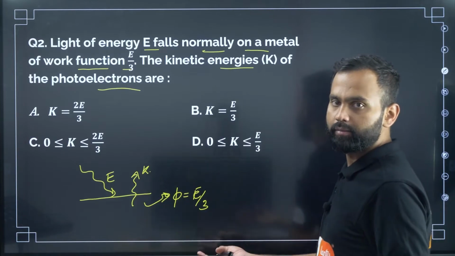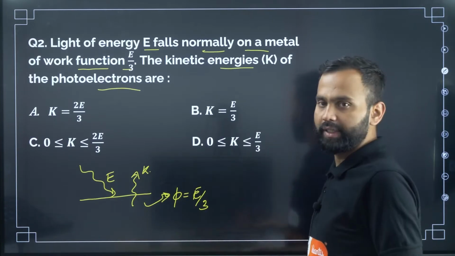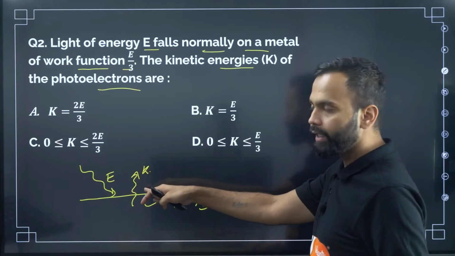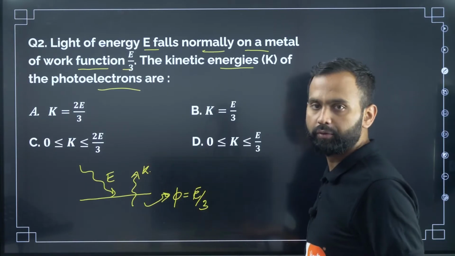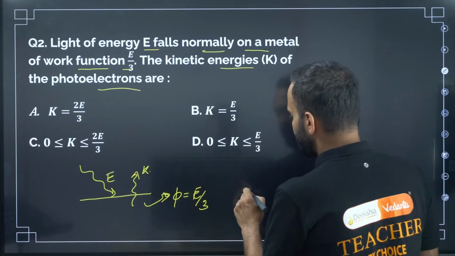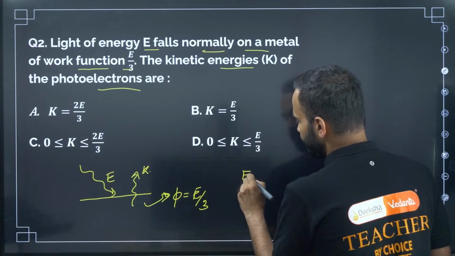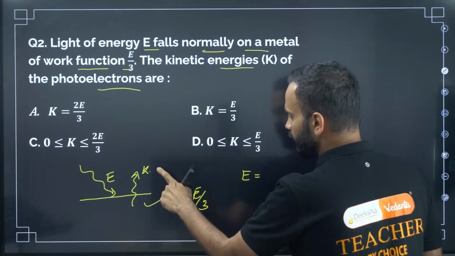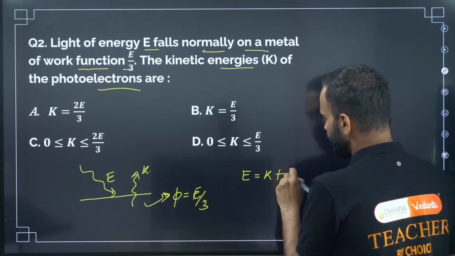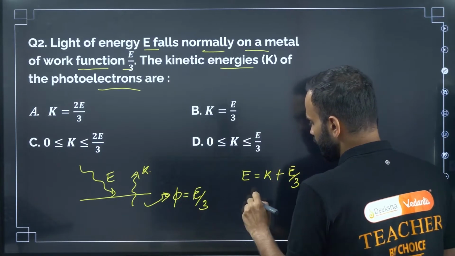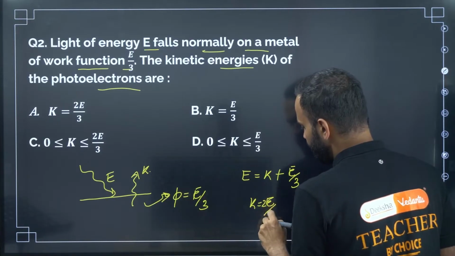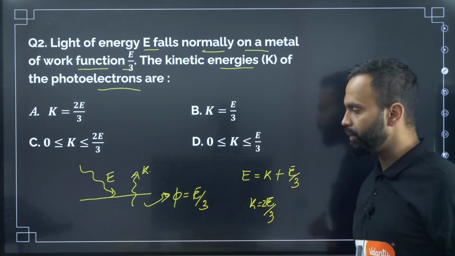So apply photoelectric equation, that is conservation of energy. Energy of the incident light is equal to kinetic energy of the photoelectron plus work function. That is the photoelectric equation. So what is the energy of the incident photon? E equals kinetic energy of the photoelectron K plus work function E by 3. So K equals E minus E by 3, which is 2E by 3.